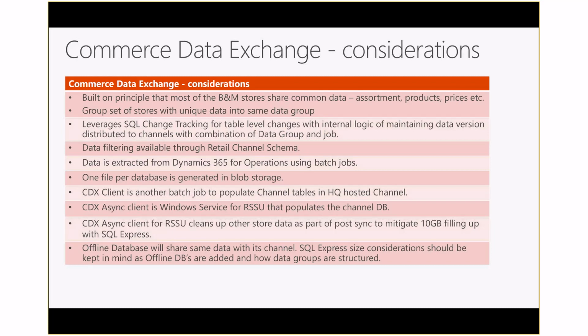In addition, what happens is there's one file generated per database in blob storage. So imagine you have a store with a large number of terminals with offline. In addition to one for the channel database, there's also a file generated for every offline database.